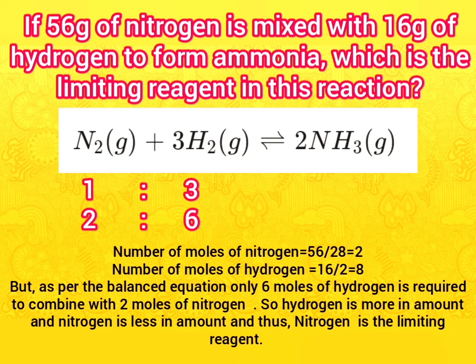Now we will find the number of moles of nitrogen and hydrogen. Number of moles of nitrogen is given by 56 divided by 28, that is equal to 2. And the number of moles of hydrogen is given by 16 divided by 2 and that is equal to 8.